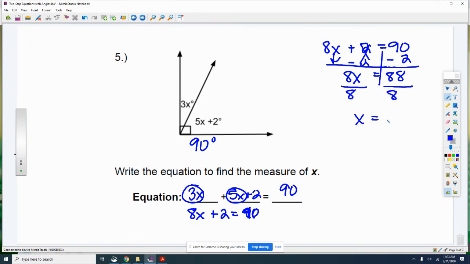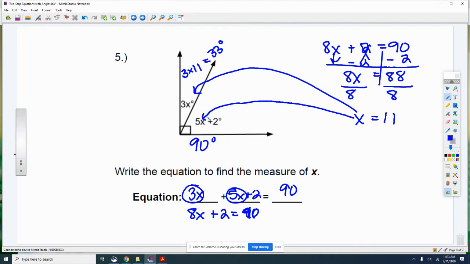So x equals 11. And then I need to get each one of my angle measurements. So this will be 3 times 11. So this angle measurement is 33. And then I have to place it here, which is going to be 5 times 11 plus 2. So 5 times 11 is 55, plus 2 is 57. So this angle measurement is 57.